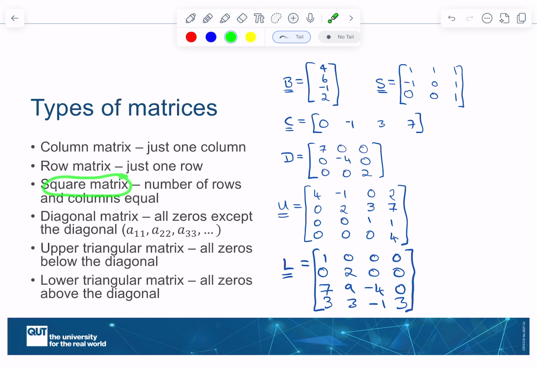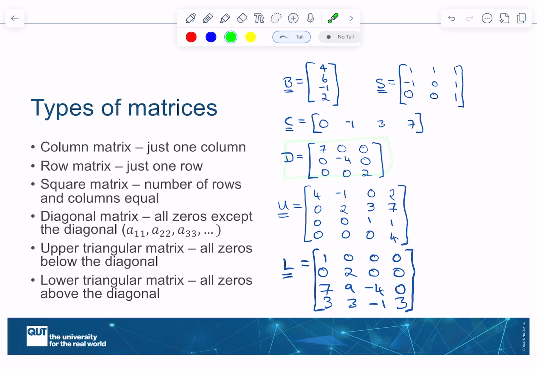The next one along is a square matrix. So there's an example there, matrix S. And a square, you might guess this one, has the same number of rows as it has columns. So this particular example has 1, 2, 3 rows and 1, 2, 3 columns. So it's a 3x3 matrix. It's a square matrix. We can have 2x2s, 4x4s, 10x10s, and so on. As long as the same number of rows and columns occur, we'll call it a square matrix.